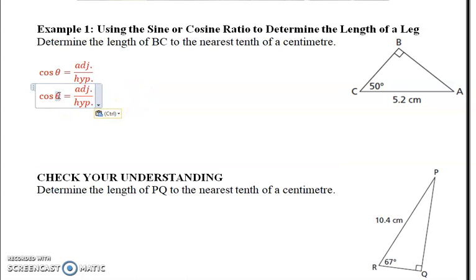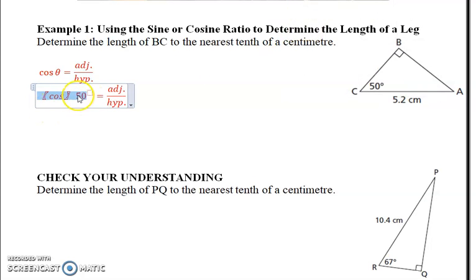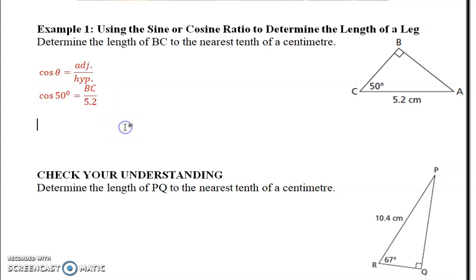We know that we have 50 degrees, so you can just put 50 in there. It's a good habit, like I said, to get into putting the 50 degrees in there. Again, you don't need to put the degree symbol in your calculator, but you have to show that you're putting the degrees in, or that you understand that it is degrees. The adjacent side is B to C. You can call it X or BC, it doesn't make a difference. And the hypotenuse is the side opposite the right angle, which is 5.2. Leave the units off for now.